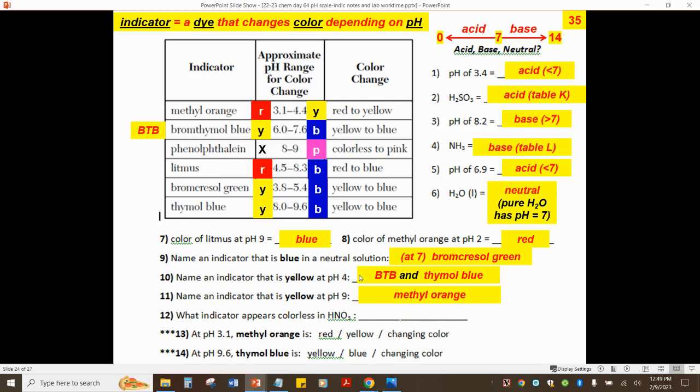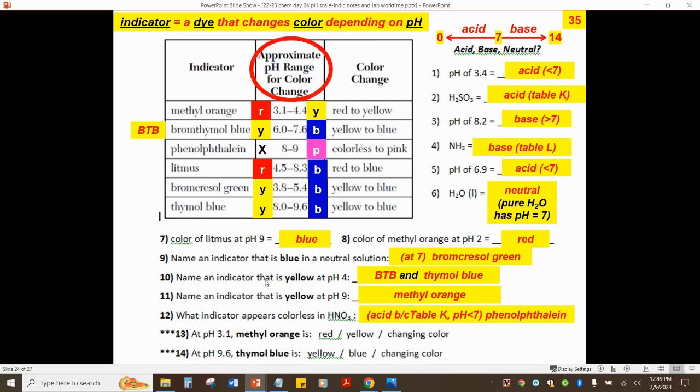What indicator appears colorless in HNO3? HNO3, what's that? Well, go look up HNO3 on table K or table L. You'll find it's nitric acid. Acids must have a pH of below 7. So what indicator appears colorless at a pH of below 7? Well, this one's pretty easy. There's only one indicator that is colorless at any pH range. That's phenolphthalein. And phenolphthalein, yes, it is. At a pH of 7, it will be colorless.